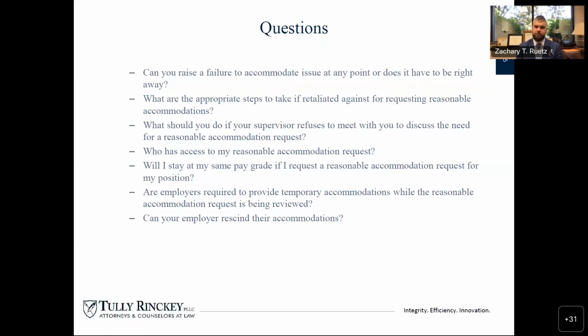So if there's a temporary accommodation, or if there's one that they know will pose an undue hardship later on, or would impact the efficiency of the service if it continued, the temporary accommodations can expire, and the agency can require you to recertify your limitation, provide additional medical documentation, an update from your doctor, again, with that diagnosis and prognosis to determine whether or not that accommodation is still necessary, whether it's still reasonable, whether it's still effective.